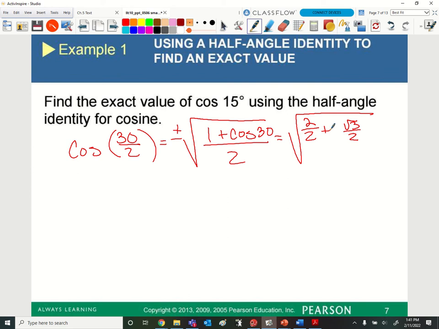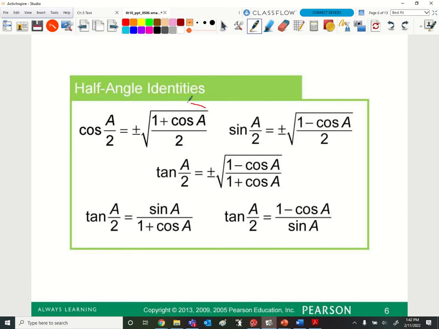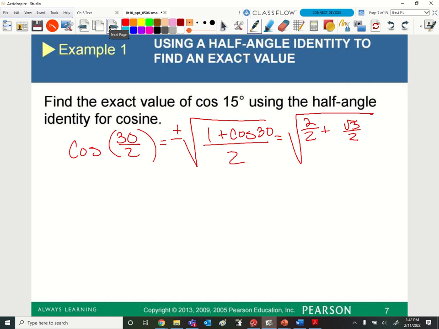Why is it plus? What's my formula say? 1 plus cosine, right? So the 1 right there is the 2 over 2, plus my cosine 30, right? And all that's going to be over 2. All this is over 2.